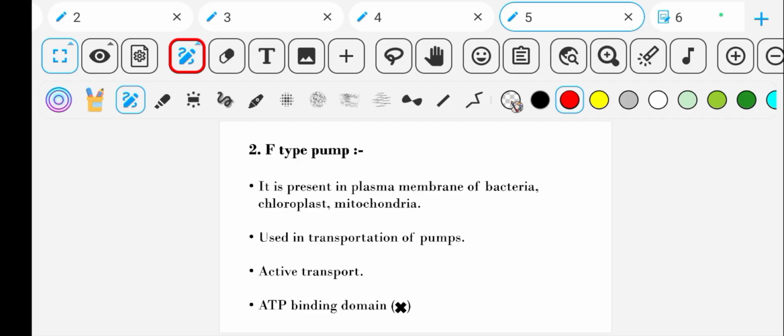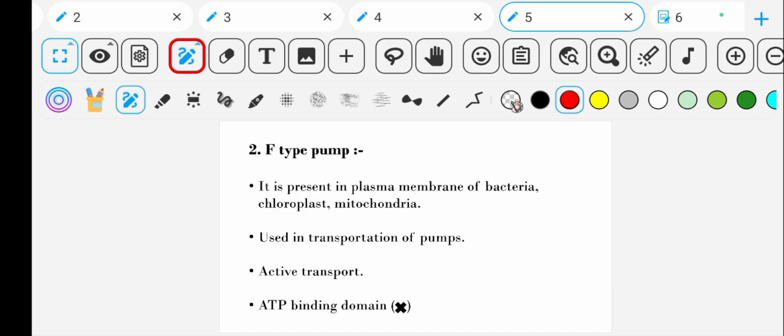Before moving to the second type of pump, which is the F-type: in the P-type pump in the animal plasma membrane, the sodium ion pump is present but potassium is not. And in the stomach, hydrogen and potassium ions are present, not sodium ions.